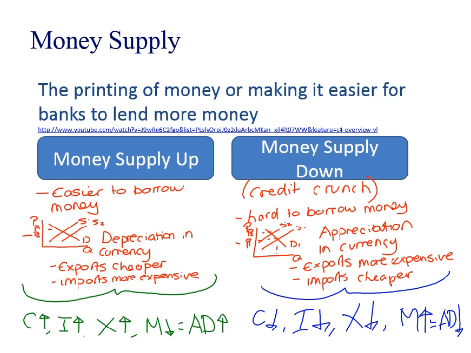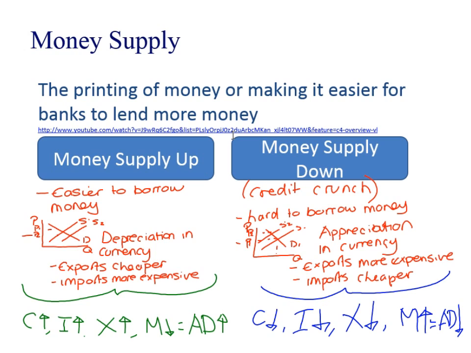Here we go. The money supply is the printing of money or making it easier for banks to lend more money. So if we increase the money supply, it's easier for people to borrow money. And here's a diagram of the exchange rate. If we increase the money supply, we also get a depreciation in the currency, and that has an effect on exports and imports. So we get these factors happening, similar to the interest rate being decreased. And then the opposite, if you have a credit crunch, if banks aren't lending to each other, then you get the opposite happening.